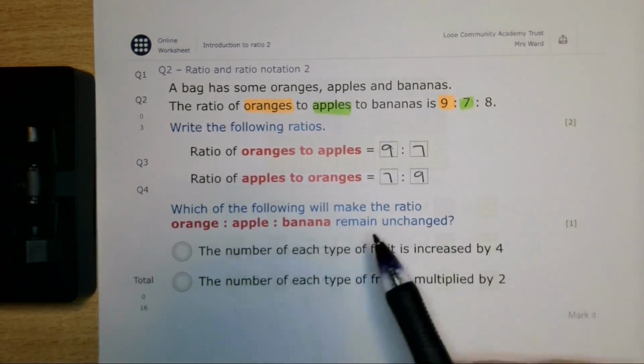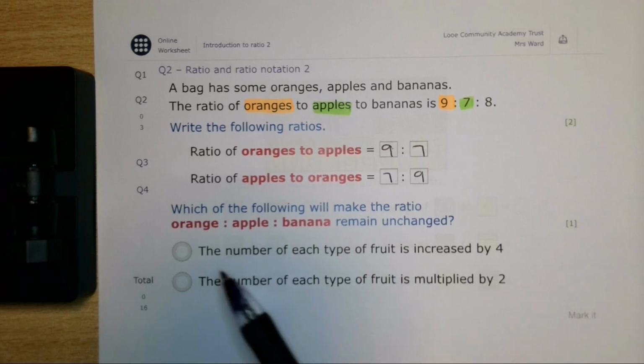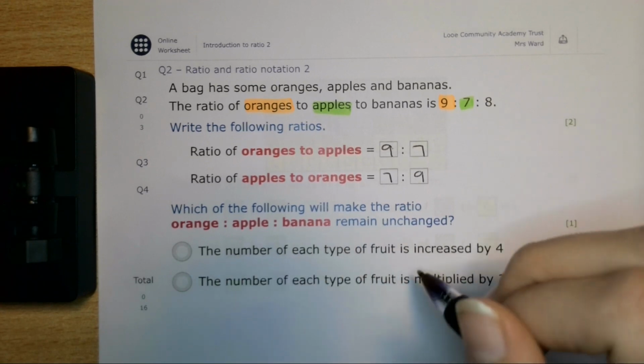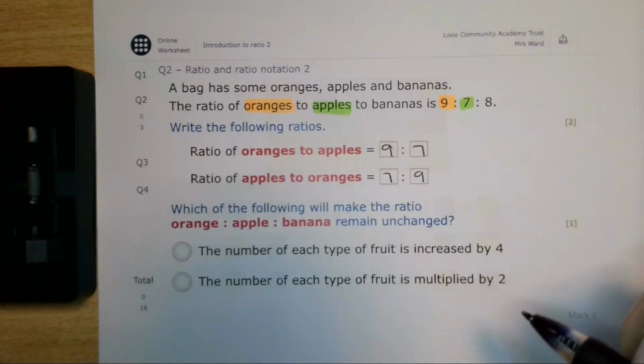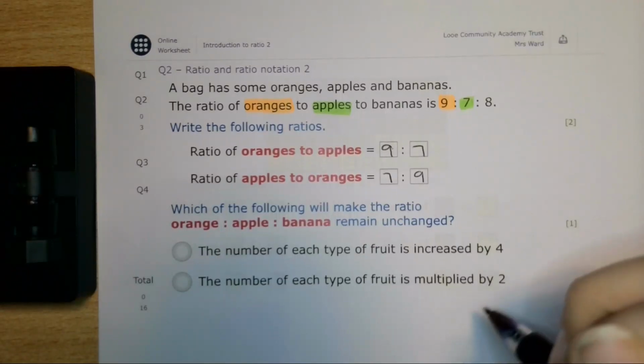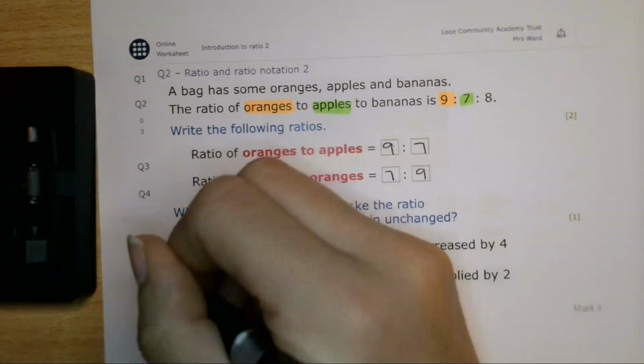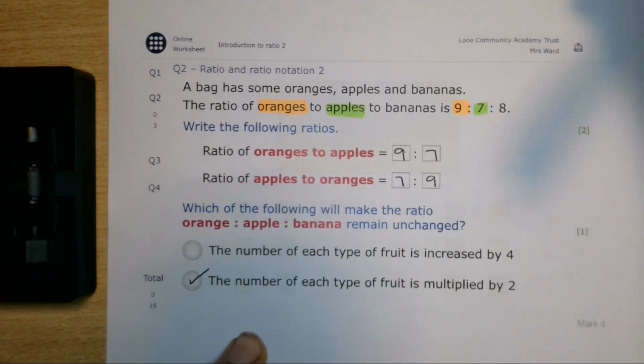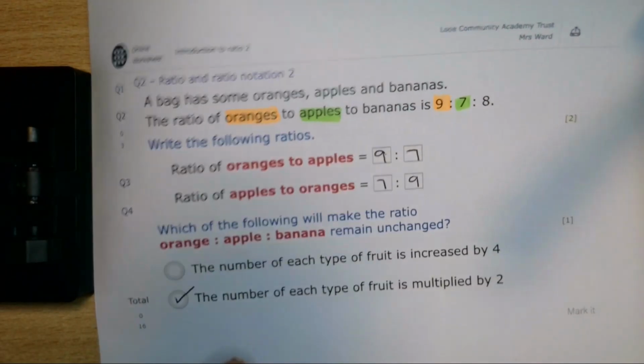Which of these will make the ratio unchanged? Adding, which is what this one is, increasing by 4, that's adding. Adding changes the ratio. Multiplying keeps the ratio the same, so that's what we're looking for. Always multiply a ratio to keep it the same.